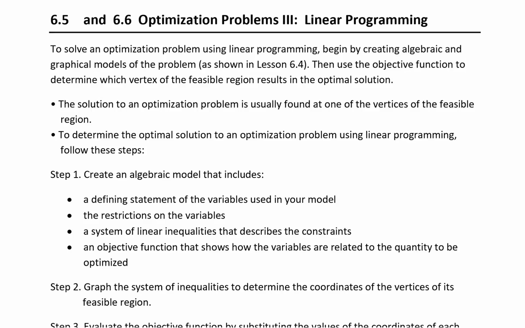Now, the solution to an optimization problem is usually found at one of the vertices or corner points of the feasible region. And that's the part that you're stippling or shading. So it's those corner points. One of those corner points is the solution. And to determine the optimal solution to an optimization problem, we are going to plug those into our objective function.